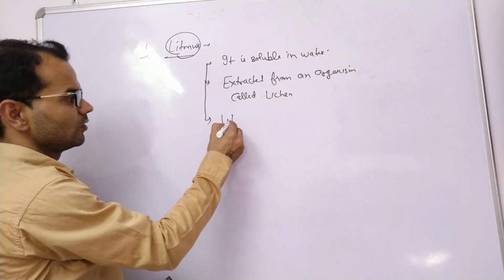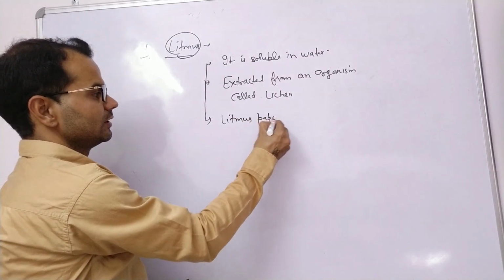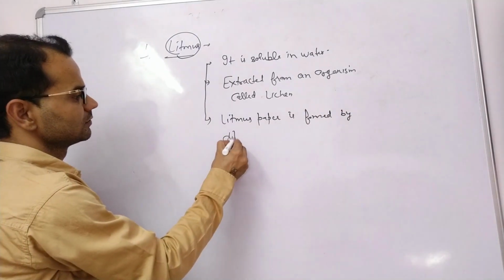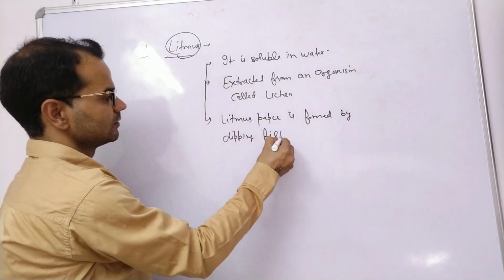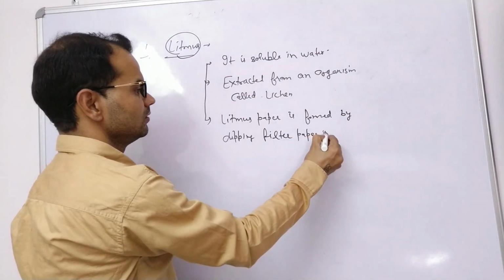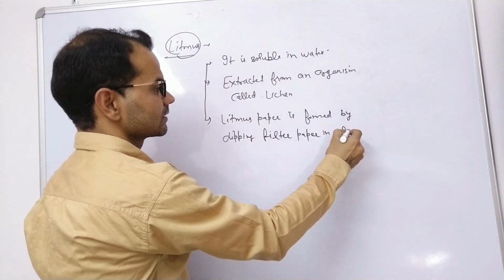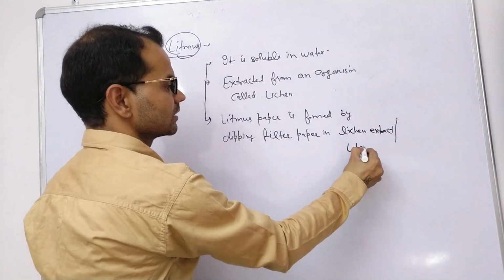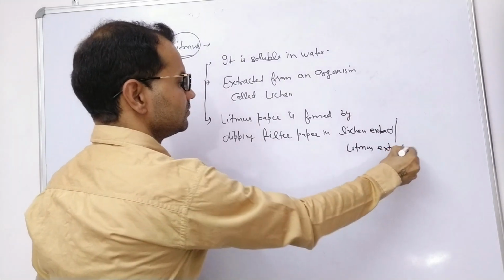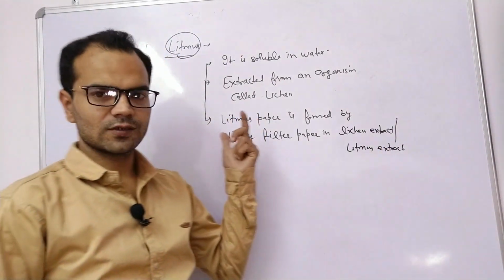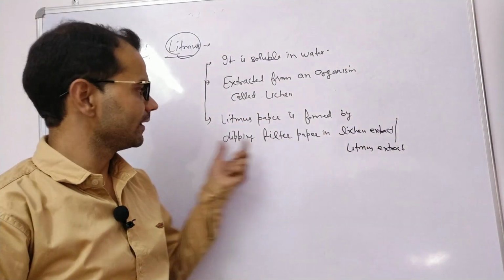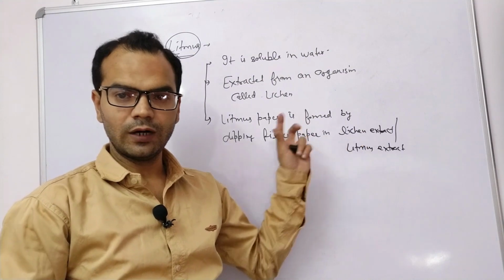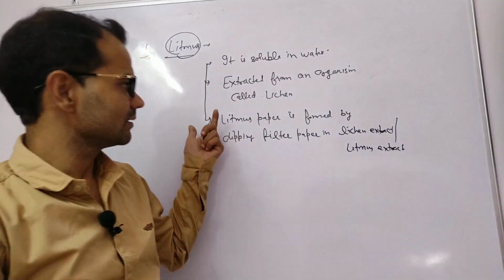How is litmus paper formed? Litmus paper is formed by dipping filter paper in lichen extract, or simply litmus extract. So we have seen two types of litmus paper. Both are formed by dipping filter paper in lichen extract or litmus extract. Now, how will acid and base behave with this litmus paper?